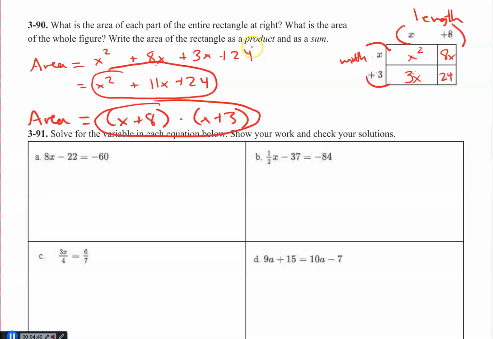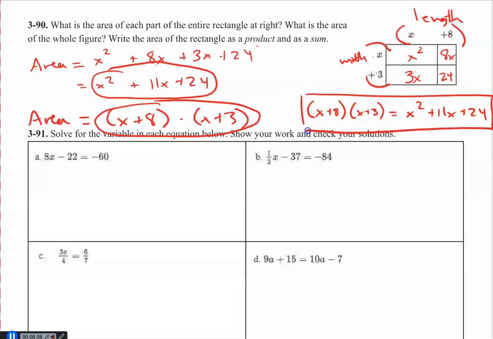Write the area of the rectangle as a product and a sum. The last thing they want you to do is write an equal sign in the middle. So because these are both the area, they're both equal. It's just written in a different form. So that's the final answer.